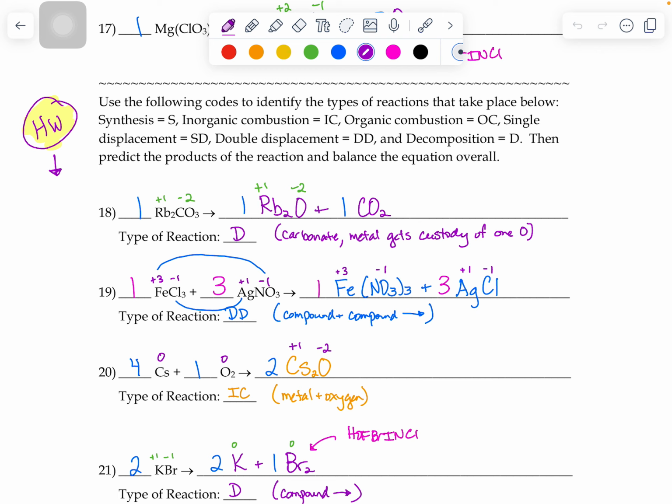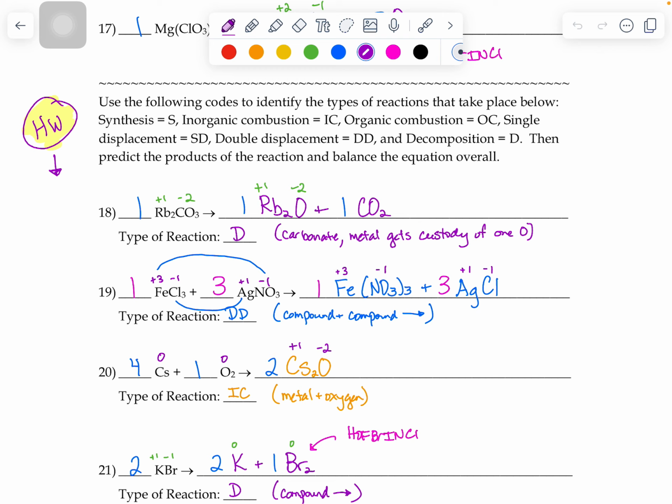We can determine using the chloride that the iron on the left has a +3 charge, so that means the iron also has a +3 charge. Since nitrate's -1, we get Fe(NO3)3. Our other product would be silver +1, combining with chloride -1. Then we'd have to balance our reaction overall, 1, 3, 1, 3.